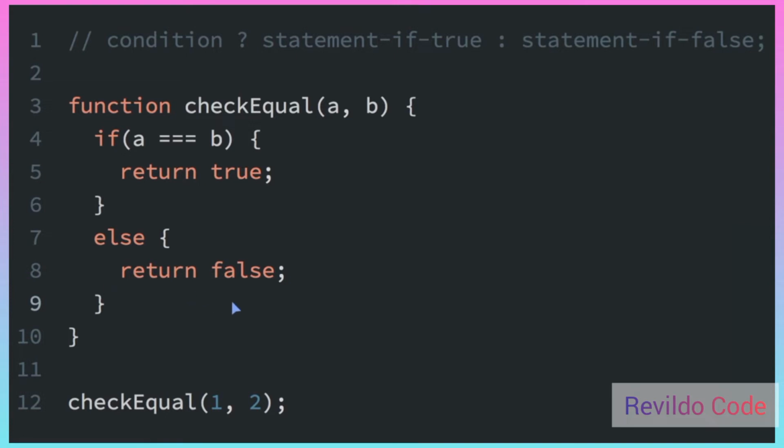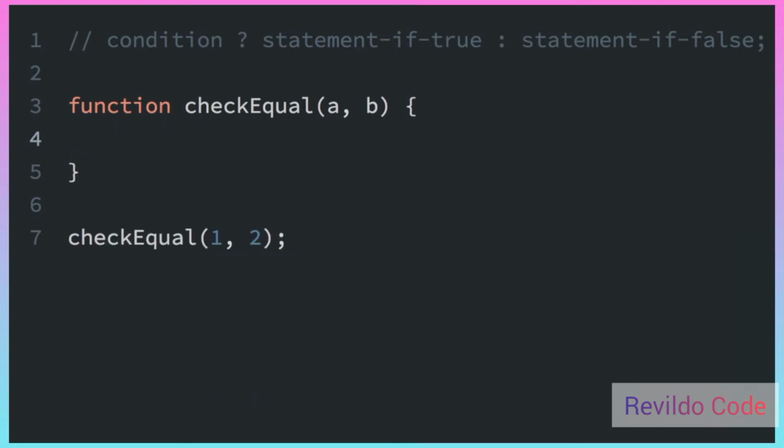So we can replace an if-else statement like this into something using the ternary operator. So here we have this: if this condition is true, we're going to return true, else we're going to return false. Let's change this. So now we're going to use the ternary operator.